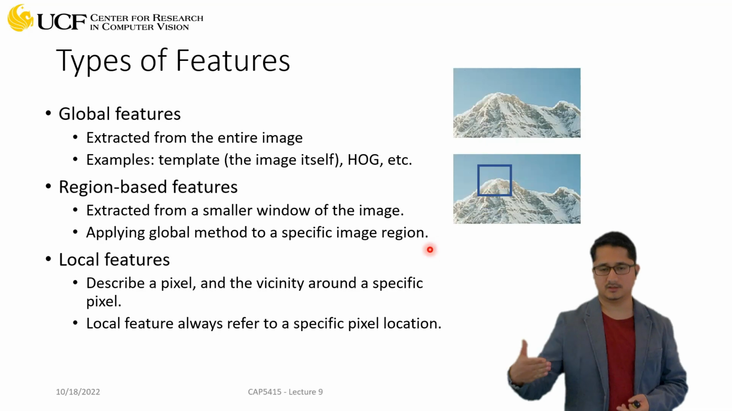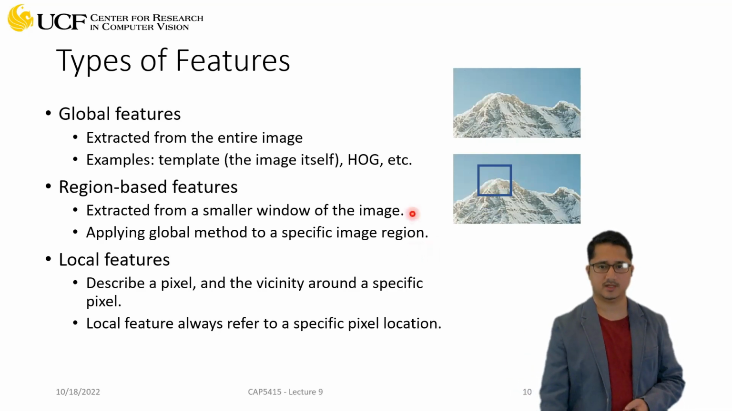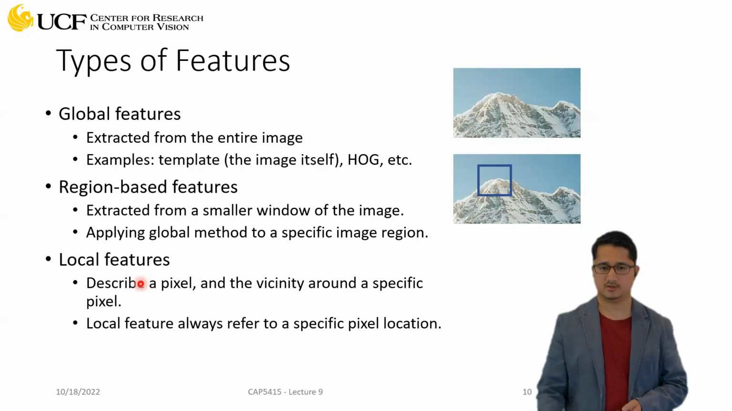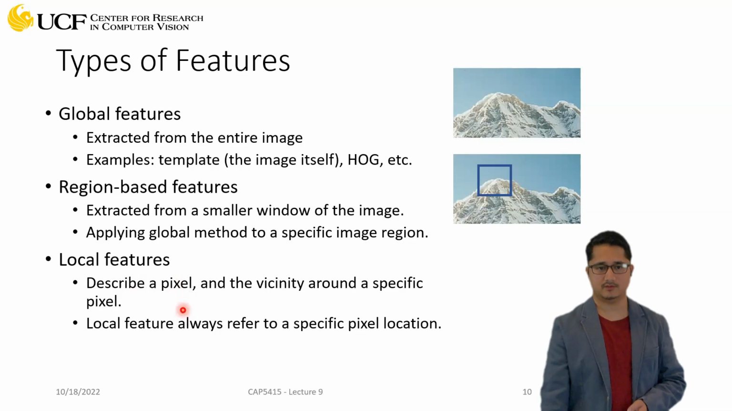And the other extreme is local features. The idea is you are just describing one pixel or just the vicinity of that pixel. So you don't have the bigger picture in this case.